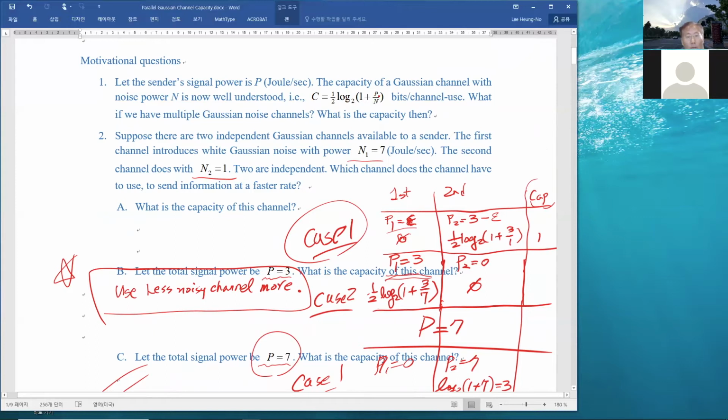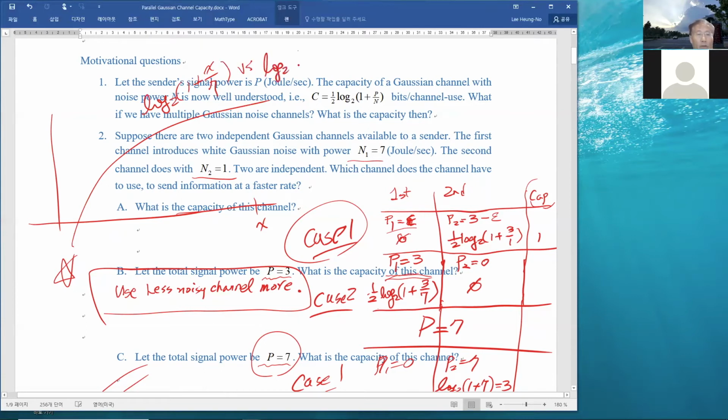So if we consider this log function, here is a power allocation, right? This is log 2 of 1 plus x over 7 versus log 2 of 1 plus x. So let's say this is that curve, and the other curve that we have is this curve. So it goes slower, right? It increases slowly.